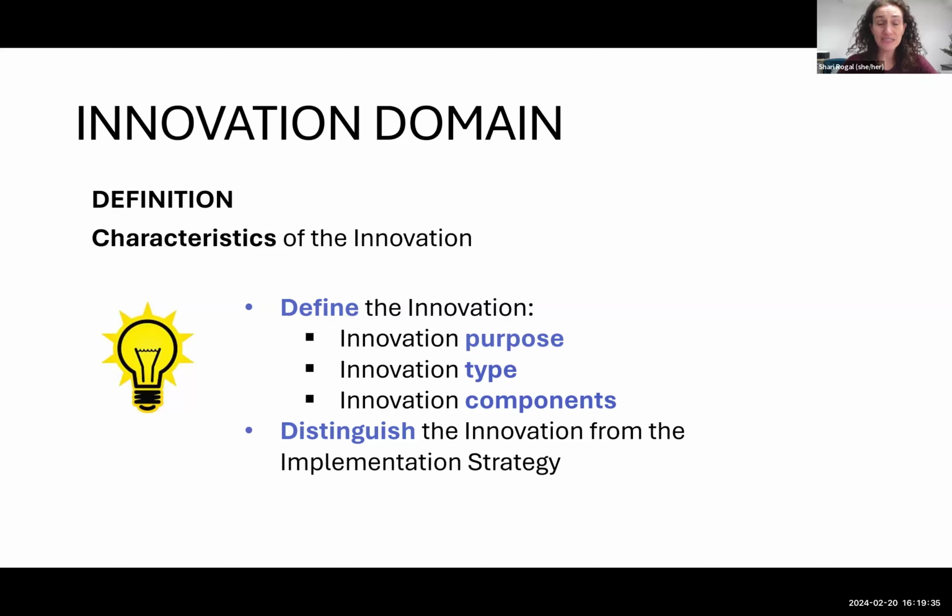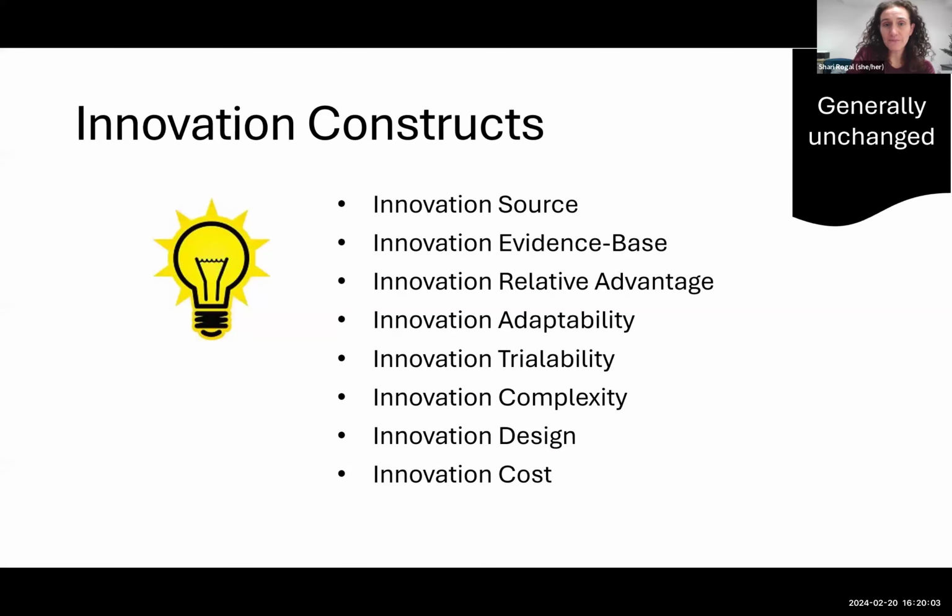Okay, so now we're going to go into what's in each of these domains, or the constructs. So the innovation domain, again: characteristics of the innovation, the purpose, the type of innovation, and the components, and distinguishing that innovation from the implementation strategy or strategies used to promote its adoption, implementation, and sustainment. And so again, what are the core components? What are the adaptable components? And really being really clear about what those are. And what you're going to really love is that the constructs really haven't changed much.